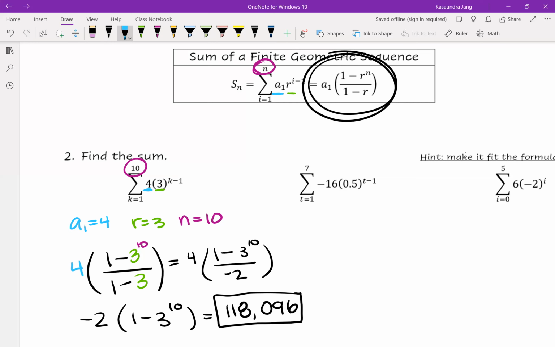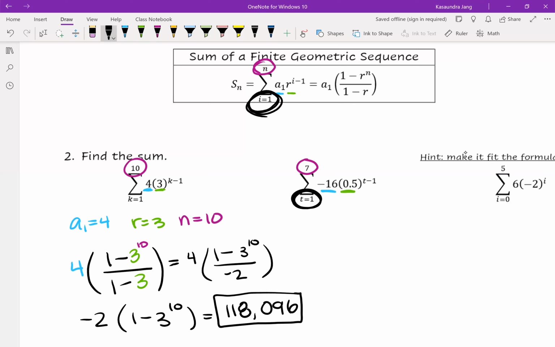I'm going to find the 3 pieces I need. I need the A1, I need the ratio R, and I need the N up here. I still want to check a few things though. I want to check and make sure that, like this formula does, start at 1. And in this case, it's a T instead of an I, whatever, it starts at 1. That's good. I also want to check the exponent, I minus 1. In this case, it's a T minus 1. But yeah, it looks like it matches. The rest of the formula matches.